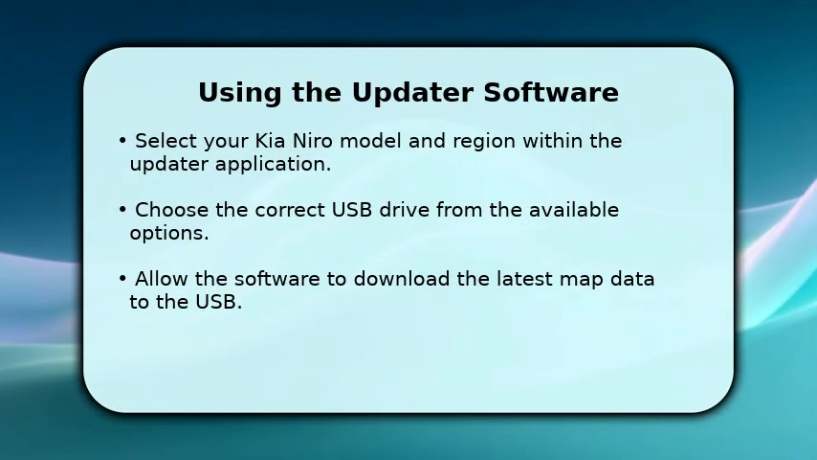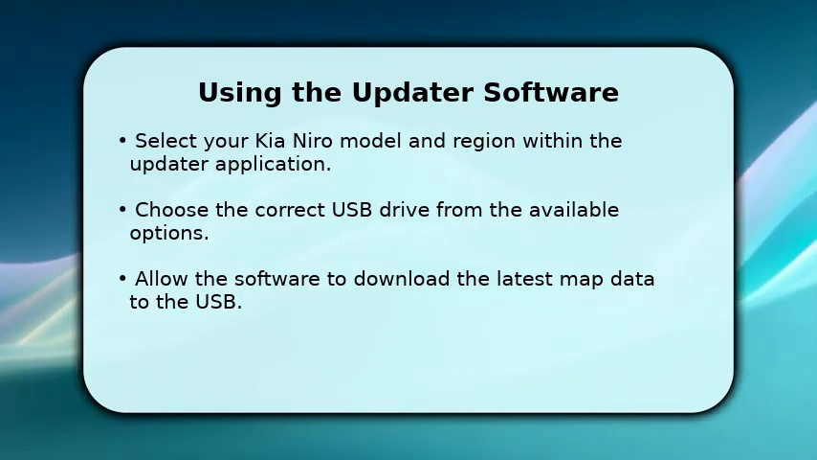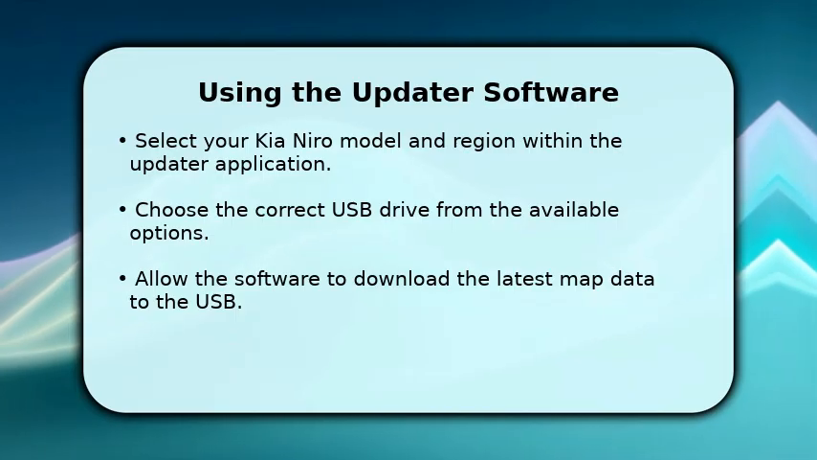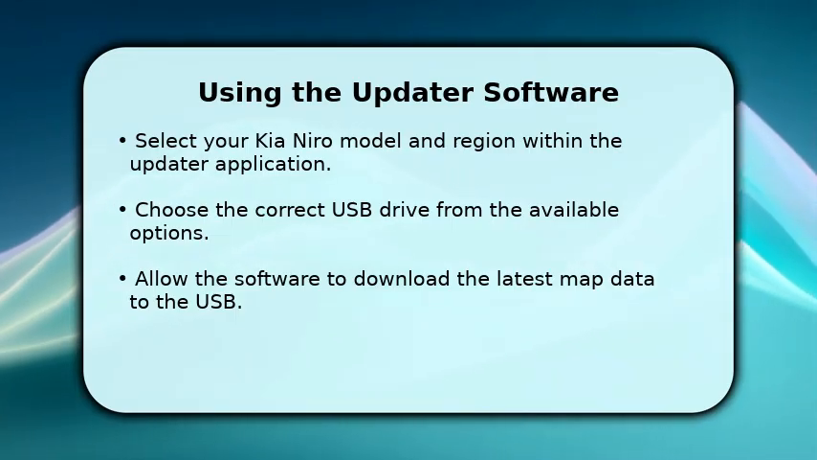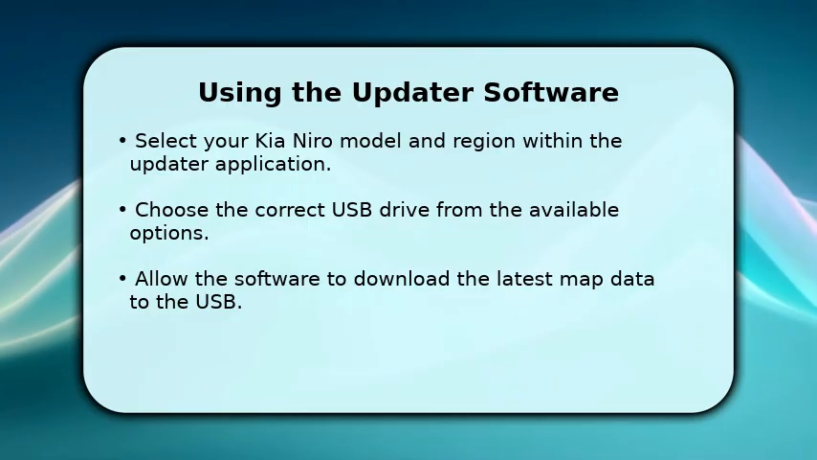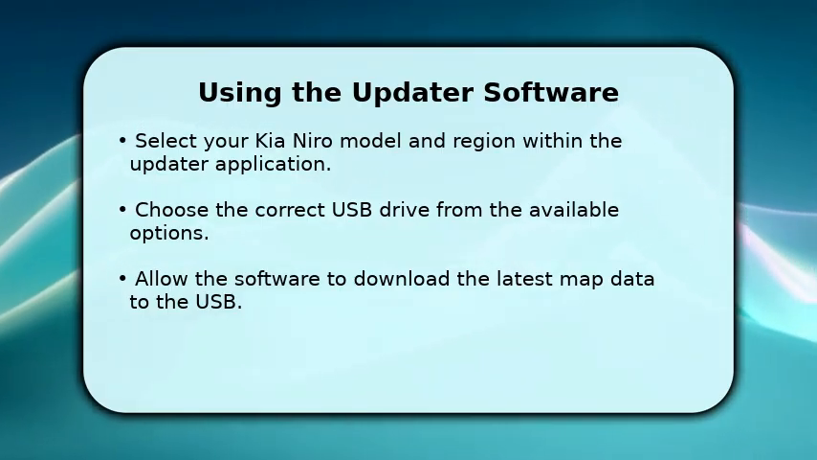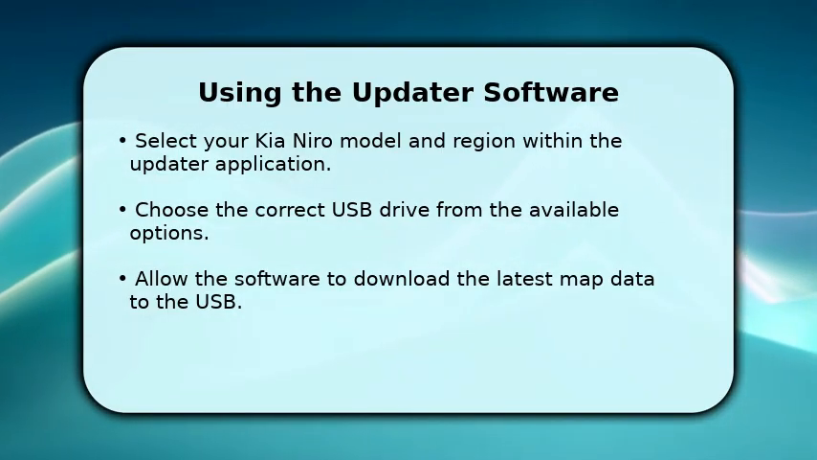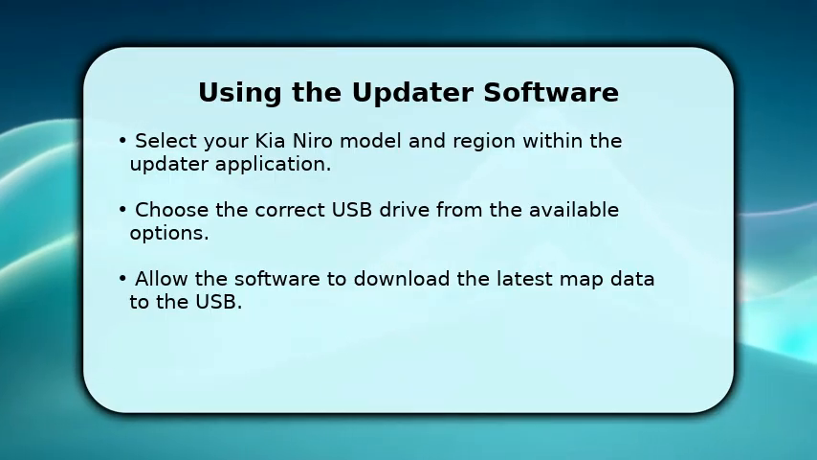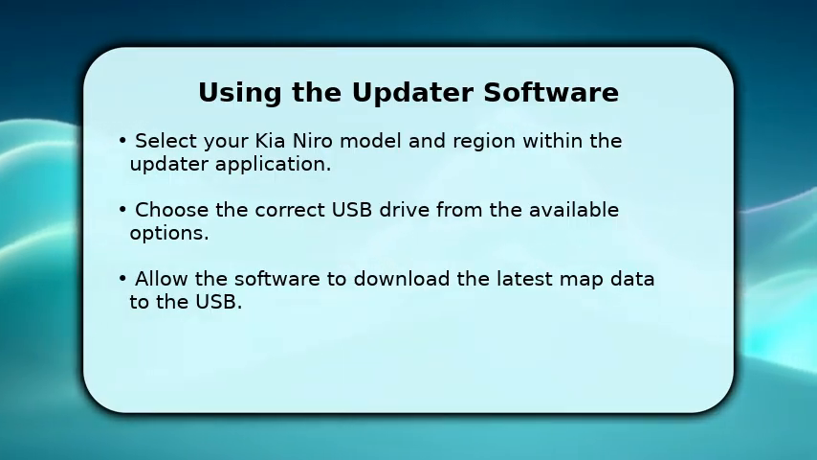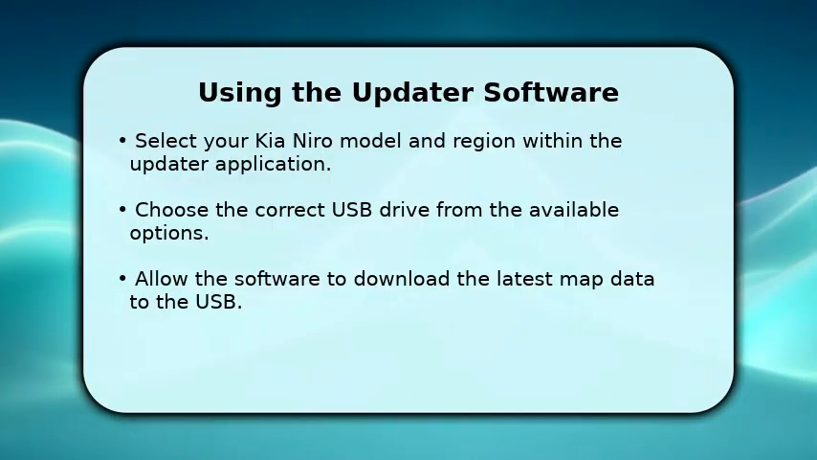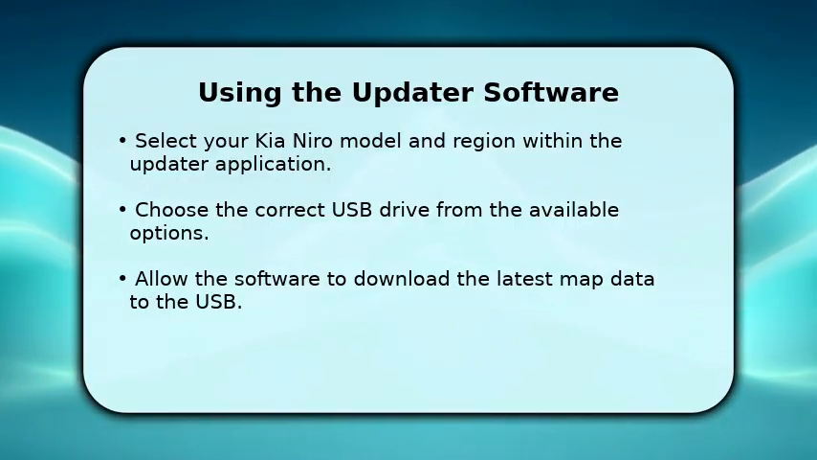Once the software is installed, open it and select your Kia Niro model and region from the drop-down menus. This ensures you get the correct map data for your vehicle. Next, choose the specific USB drive you connected earlier from the list of available drives. The software will then begin downloading the latest map data directly onto your USB. This process can take some time, depending on your internet speed and the size of the update.